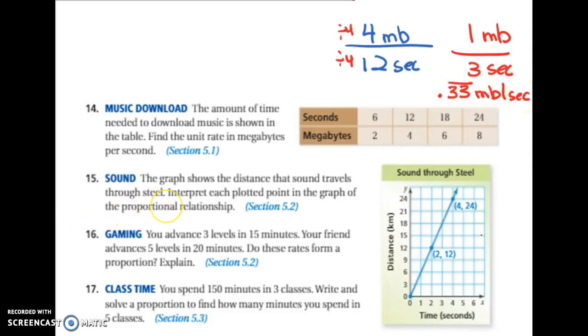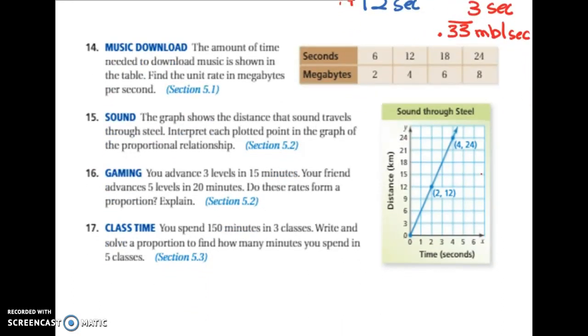All right, so 15 says the graph shows the distance that sound travels through steel. Interpret each plotted point in the graph of the proportional relationship. So first off, we know that it's a proportional relationship because it goes through 0. Remember that that's like our telltale sign there. So basically what it means by interpreting the point is like, tell me what (2, 12) means. So (2, 12) in the context of the problem, it means that it takes 2 seconds to travel 12 miles. Or here it takes 4 seconds to travel 24 miles. That's all it means. That would be your answer to 15.